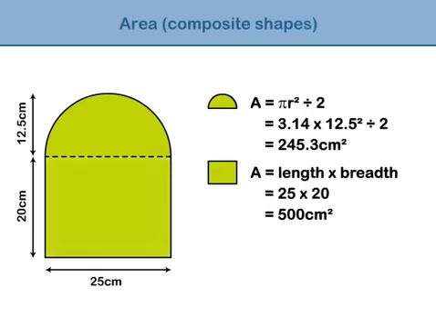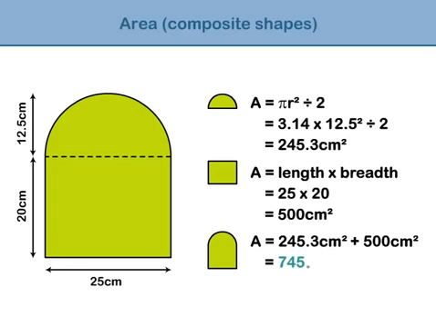To calculate the area of the composite shape, we must add the area of the half circle to the area of the rectangle. 245.3 centimeters squared plus 500 centimeters squared gives us a total area for the composite shape of 745.3 centimeters squared.